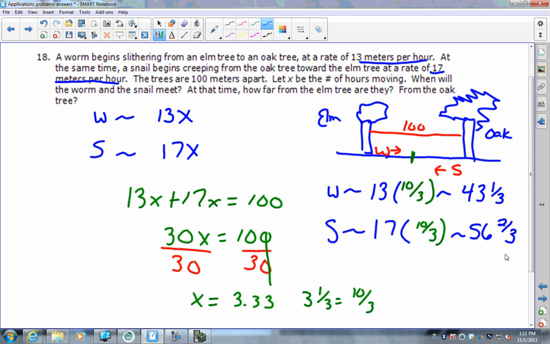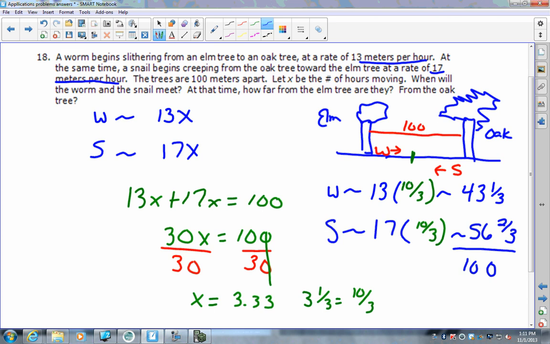Now that makes a whole lot more sense, because guess what? When you add these together, what's 1/3 and 2/3? That's a whole, right? So I've got a 0 and a 1, and that equals 100. Woo! Makes much more sense. I feel much better now.